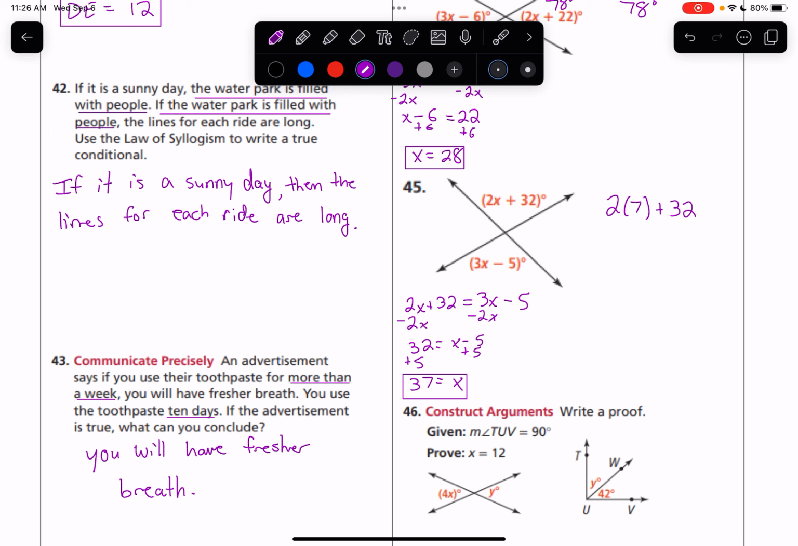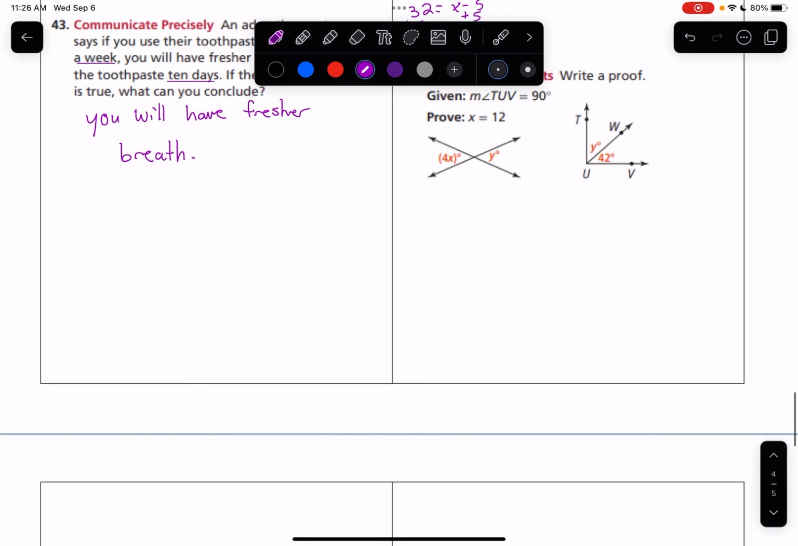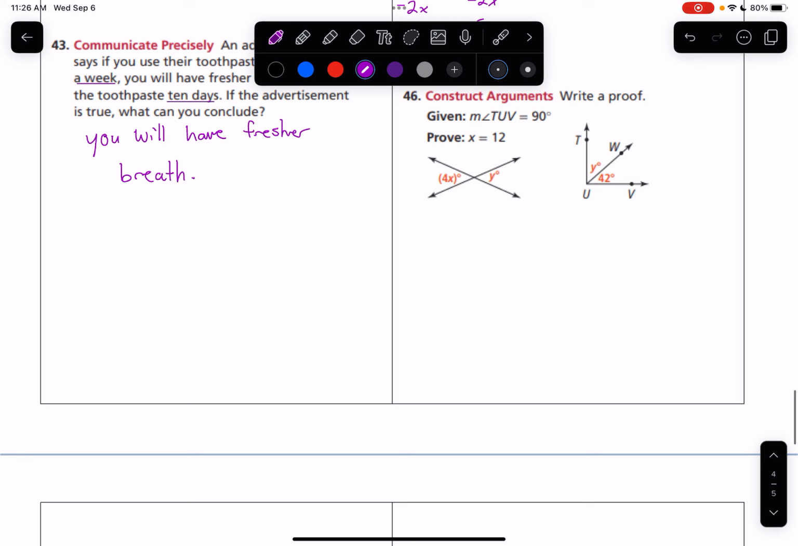Doing this one at school. So 2 times 7 plus 32 gives me 106 degrees. So 106 degrees as well. All right. Ooh, got a proof here. Write a proof. Given the measure of angle TUV is 90, prove that x equals 12.